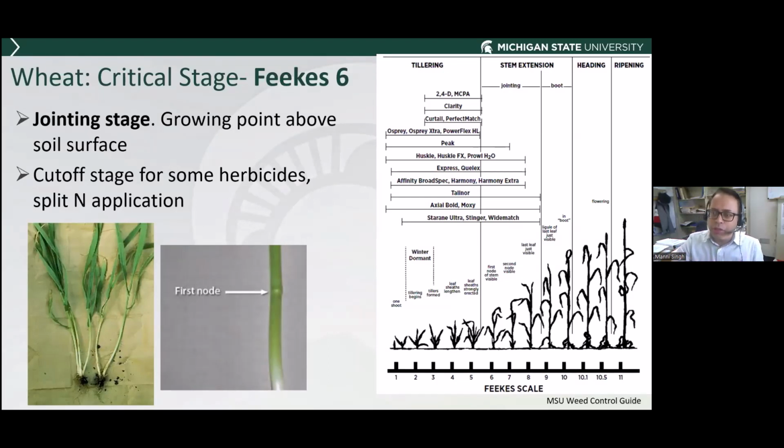The growing point is above ground, right? Any traffic can create an injury to a wheat plant at this stage. And this is also a cutoff stage for some herbicides, as you can see in this chart that I copied from Weed Control Guide. And you can see herbicides like 2,4-D, Clarity, I believe ALS inhibitors and group 4 herbicides are in this category. There are still some that can be used, as an example, Harmony, but keeping an eye on these growth stages is very critical.